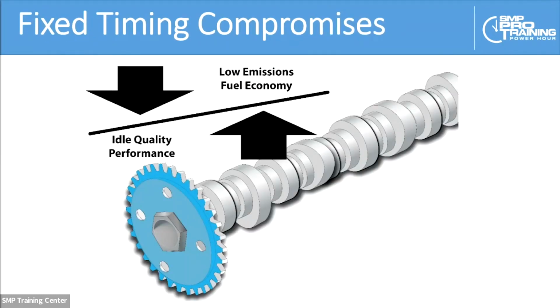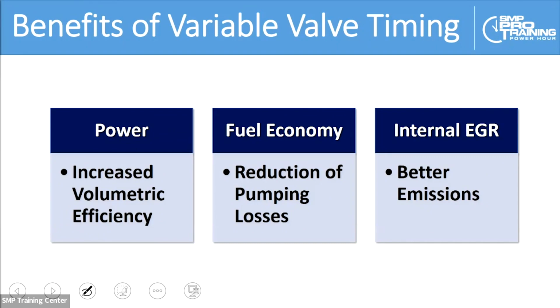Back in the day when we had fixed cam engines, when that was the only choice, engineers had to do a balancing act between economy and performance. They could tune an engine's camshaft for economy, but that would be at the sacrifice of power. If they tuned the camshaft for power, it was at the expense of fuel economy and idle quality. So VVT actually gives us the ability to maximize both economy and power.